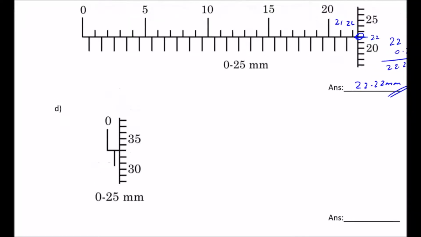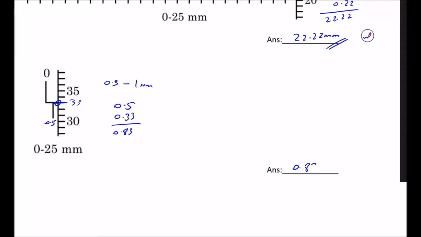Okay, part D. This is a bit tricky. Just by looking at this one, you know that this is 0.5 mm, and where the timber starts is here. So you know that the measurement is somewhere between 0.5 mm and 1 mm, because the 1 mm division line hasn't come out yet, so it has to be below 1 mm. Then what's the timber reading? The timber reading is 33. So the reading is 0.5 plus 0.33, which is 0.83 mm, and this is the answer.